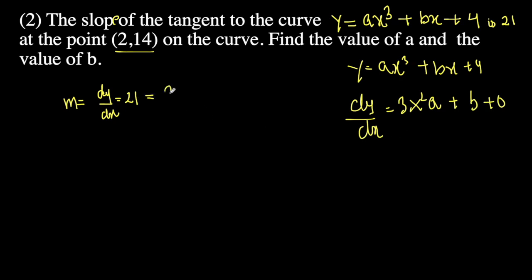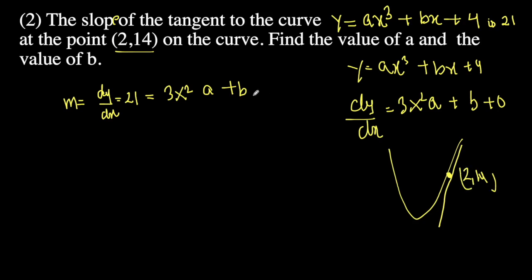So can I equate this, 3a plus b is equal to 21? Find the value of a and b. This is one of the equations. Now we have to find the value of a and b, but let's say this is the curve and this is the point, and this is the tangent. We know the slope at this point is 3a x square plus b, so we put in 2 here, from the point (2, 14), and this will satisfy this equation.